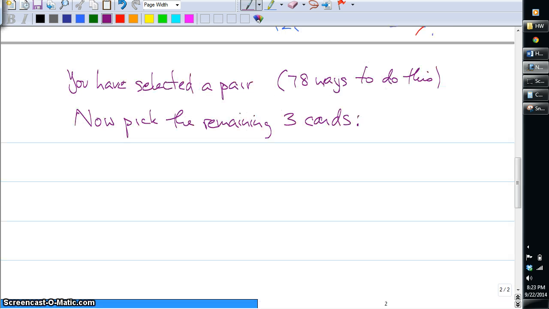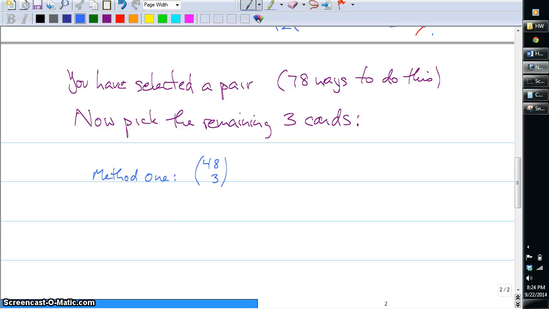All right, so we've seen that there are 78 ways in which we can pick our pair that we're going to have in our hand. And now what we need to do to finish the calculation is compute the number of ways there are of picking 3 additional cards to put into our hand. And so I'm going to look at a few different ways of computing this, some better than others, and talk a little bit about what the rationale is behind these.